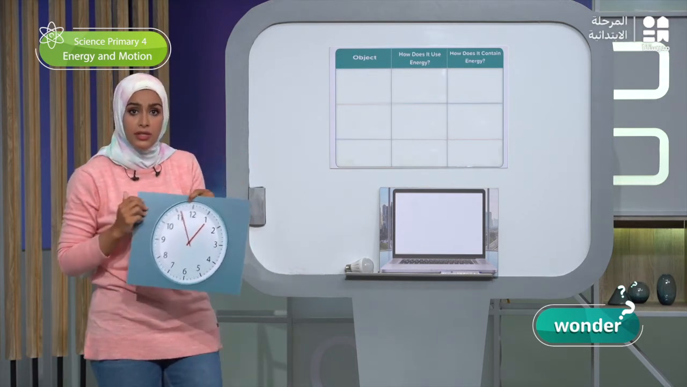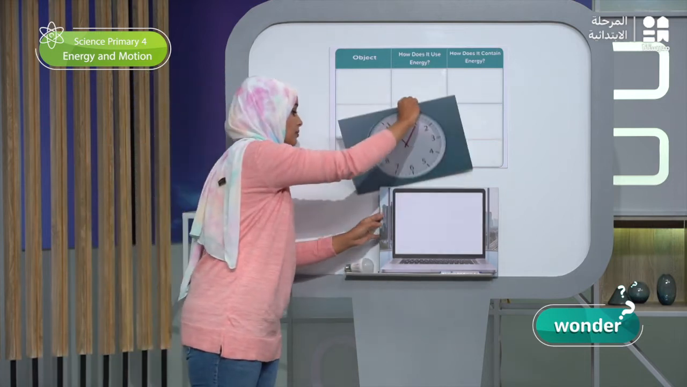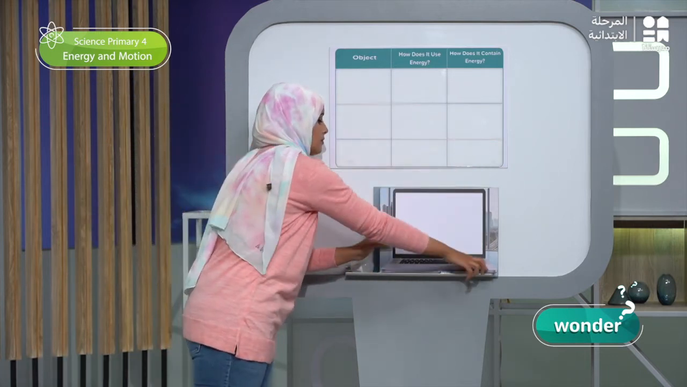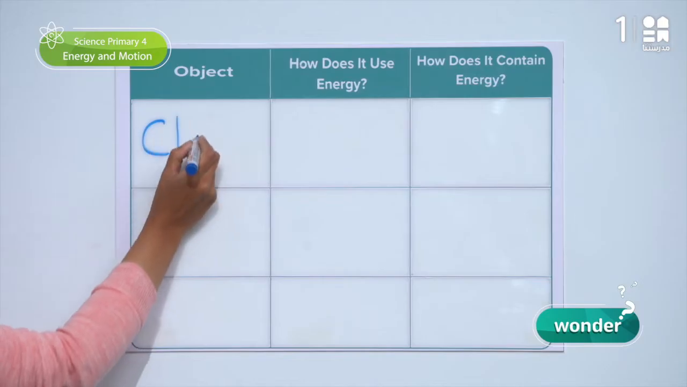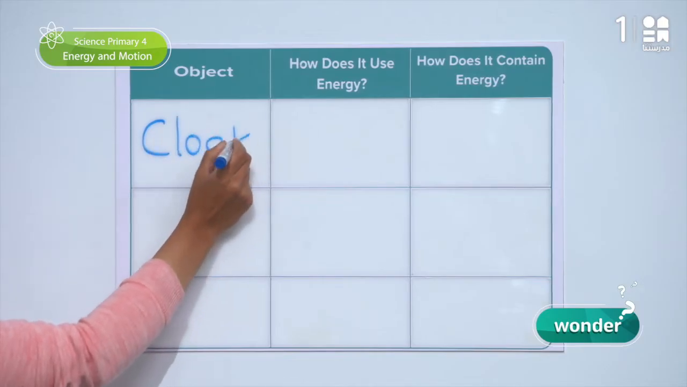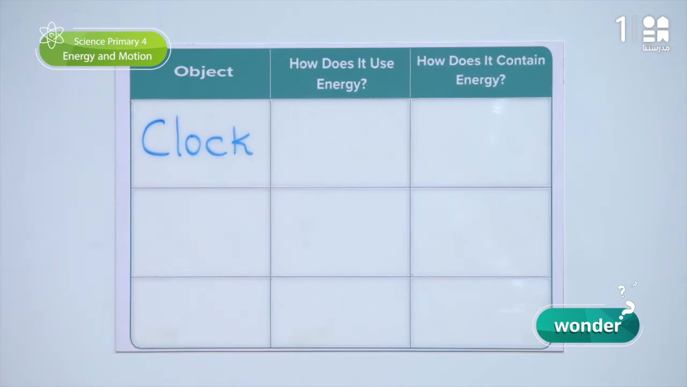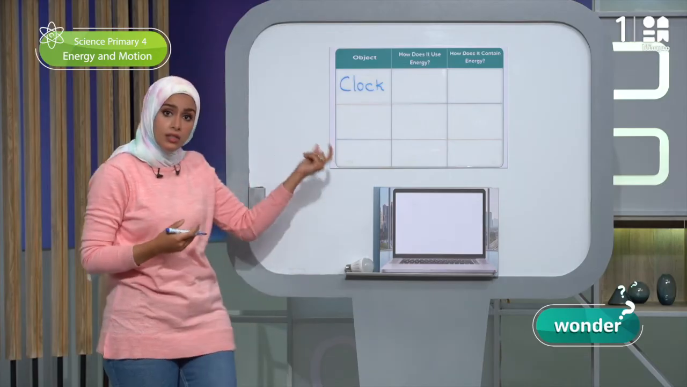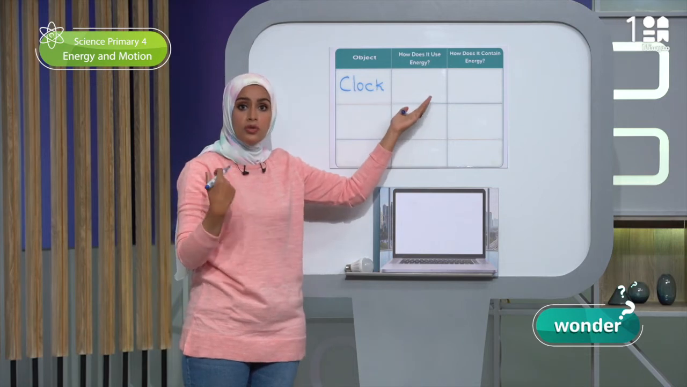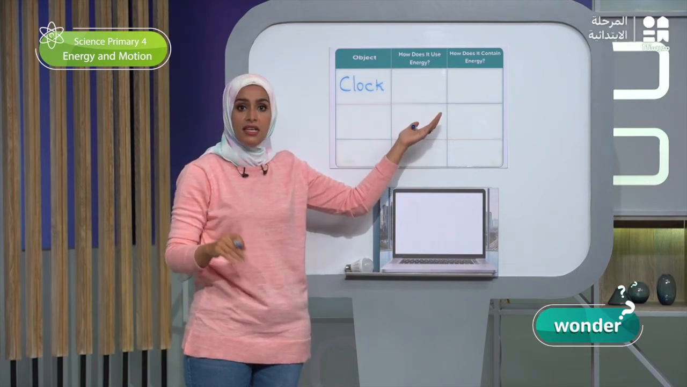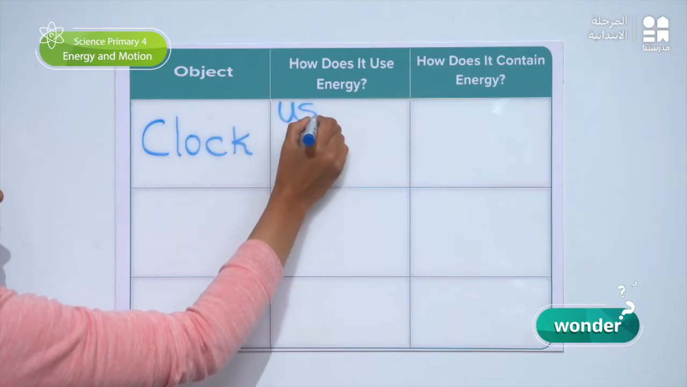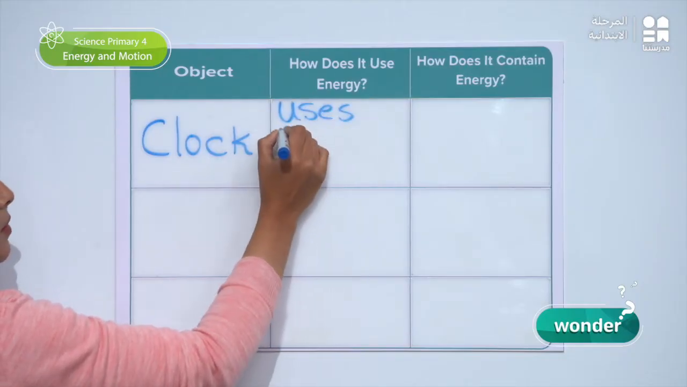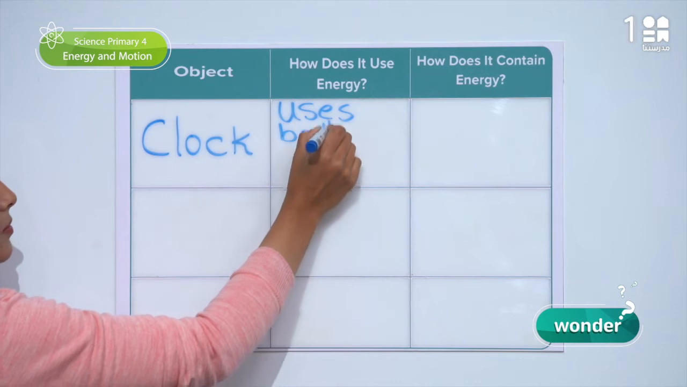So I will write the word clock on the left column. I will write here my object, which is the clock. And then I will write in the second column: the clock uses the energy of the battery to move its hand. Clock uses battery energy.